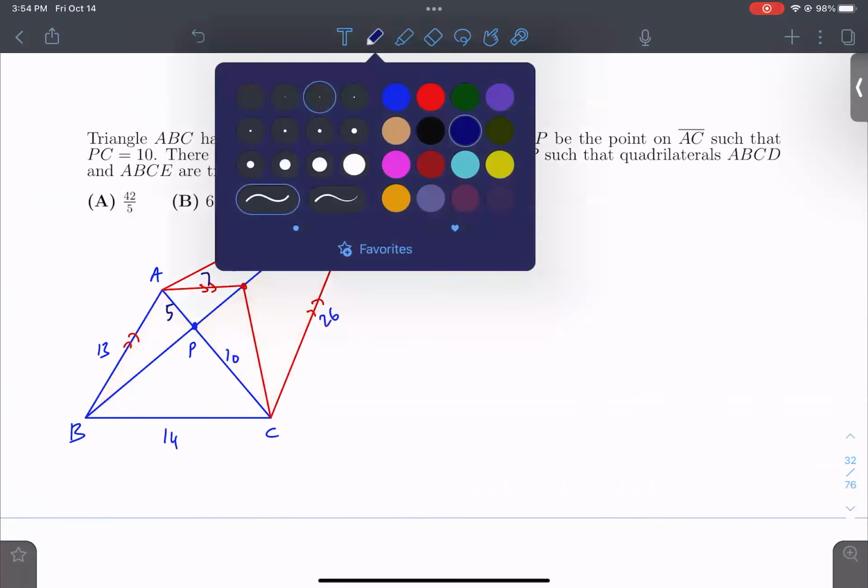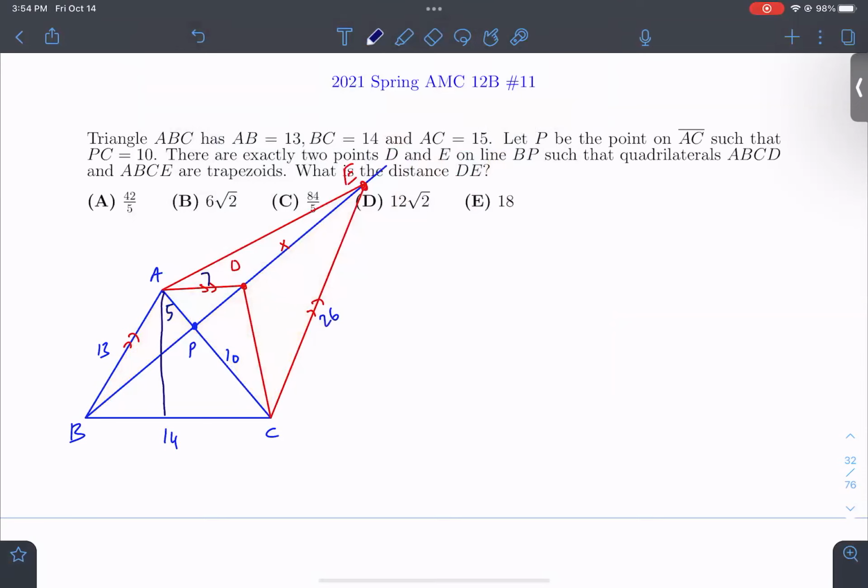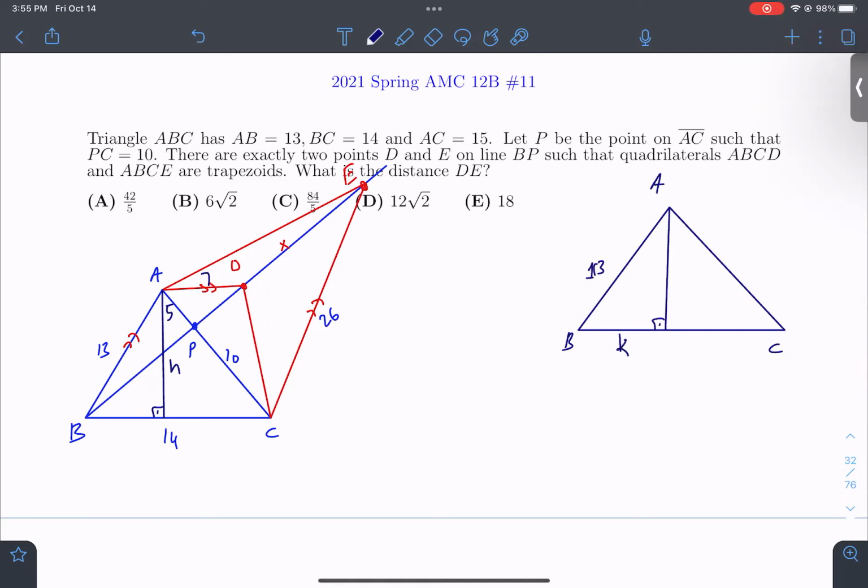Next thing, I'm going to drop an altitude from A to BC. This is an altitude here, and I'm going to figure out this H using the Pythagorean theorem. I have here triangle ABC, and I just drop an altitude from here. This is 13, and let's say this is K, and this will be 14 minus K, and this will be 15. I am looking for what is that height.